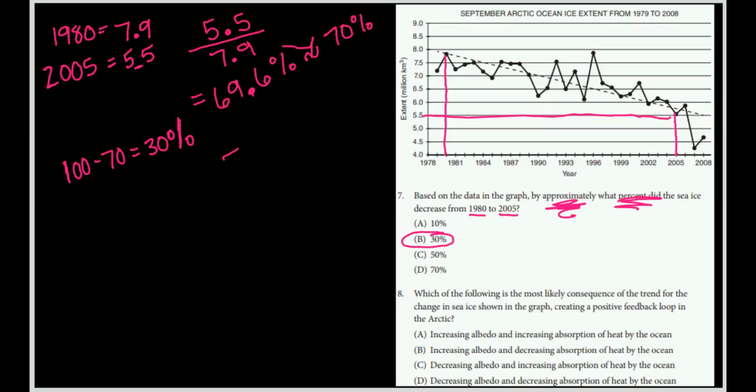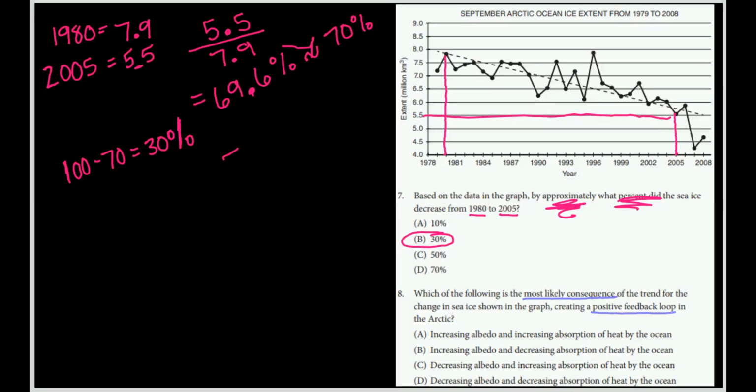Okay, this next one says, which of the following is the most likely consequence of the trend for the change in sea ice shown in the graph, creating a positive feedback loop in the Arctic? So these are kind of the two things that you need to look at, most likely consequence and positive feedback loop. So a positive feedback loop is basically something that's going to keep happening over and over and over.